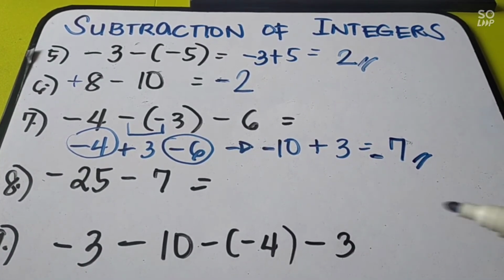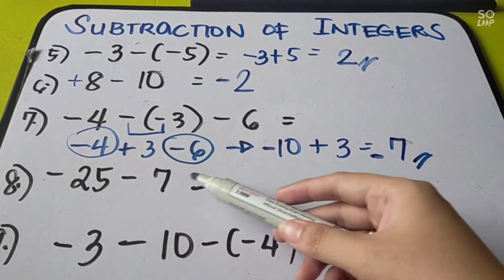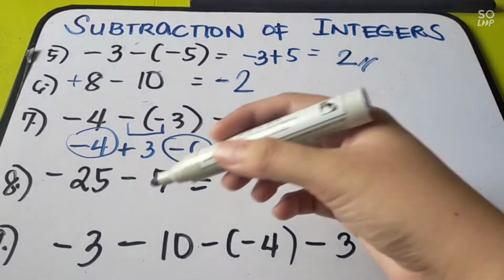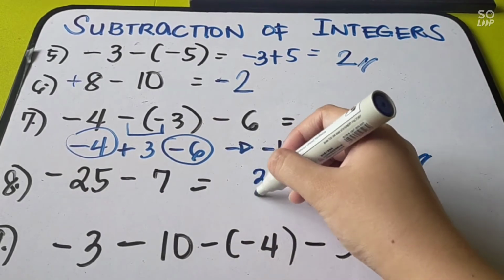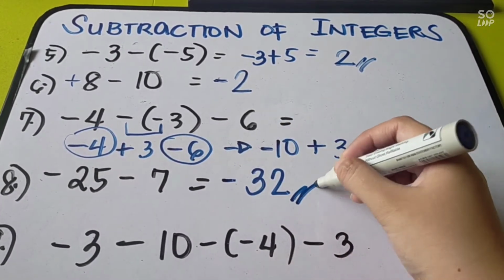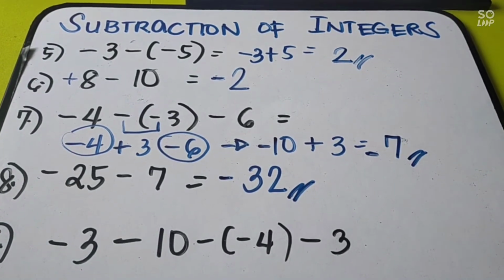Next tayo. Negative 25 minus 7. We have here, same in sign, no, we are going to add. 25 plus 7, the answer is 32. Then, keep the sign, which is negative. So, the answer is negative 32.